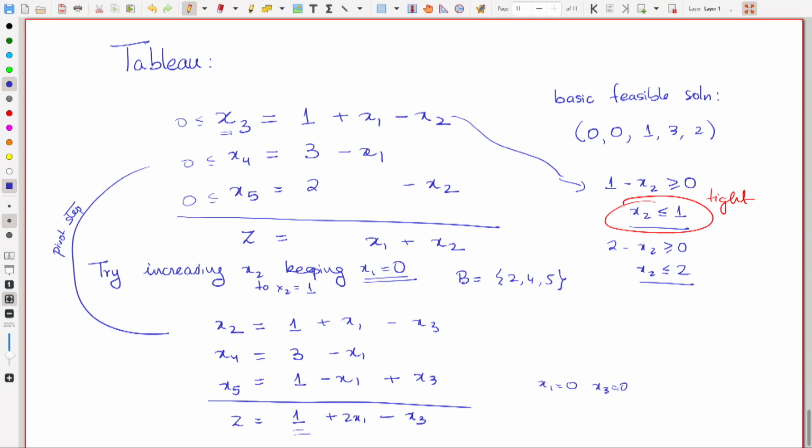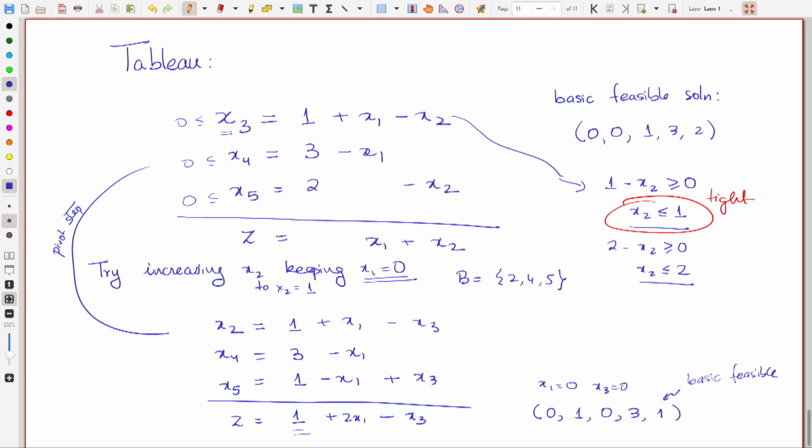So now our new basic feasible solution is x1 equal to 0, x2 equal to 1, x3 equal to 0, x4 equal to 3, x5 equal to 1. This is our basic feasible solution. Compared to initially, your objective function has become 1. Initially it was 0, so now it has improved. And it is not an accident that it has improved.